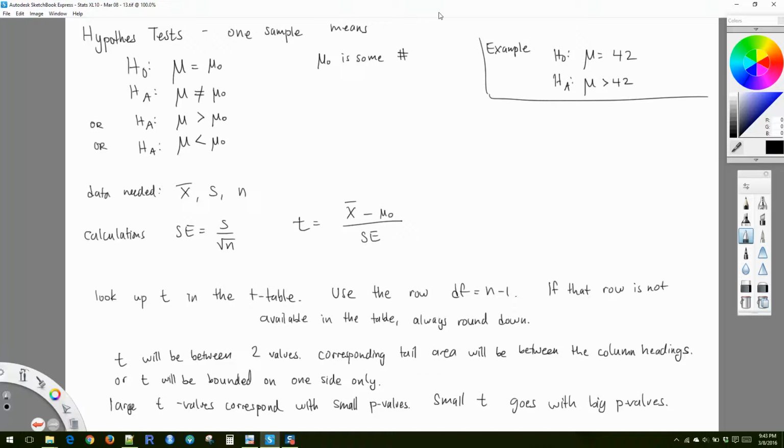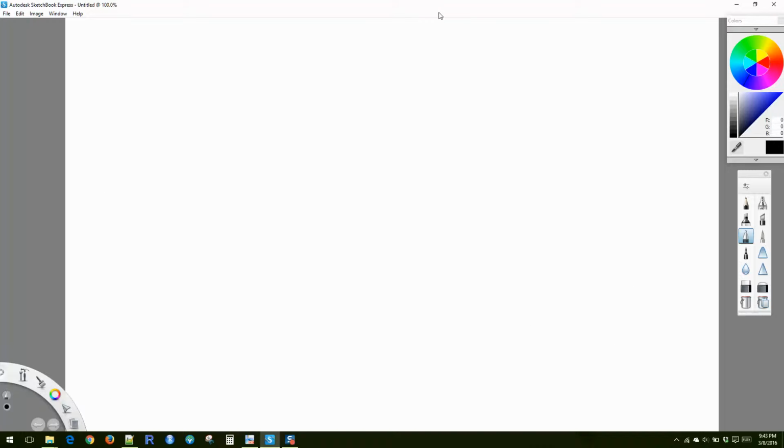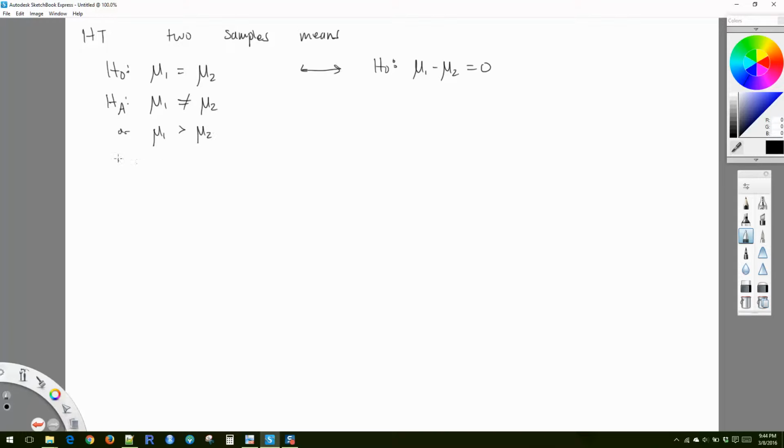Okay, that's one sample. For two samples, the null hypothesis is mu1 is equal to mu2, or conversely, mu1 minus mu2 equal to 0. The alternative will be mu1 is not equal to mu2, or mu1 is greater than mu2, or mu1 is less than mu2. This corresponds to mu1 minus mu2 not equal to 0, etc.